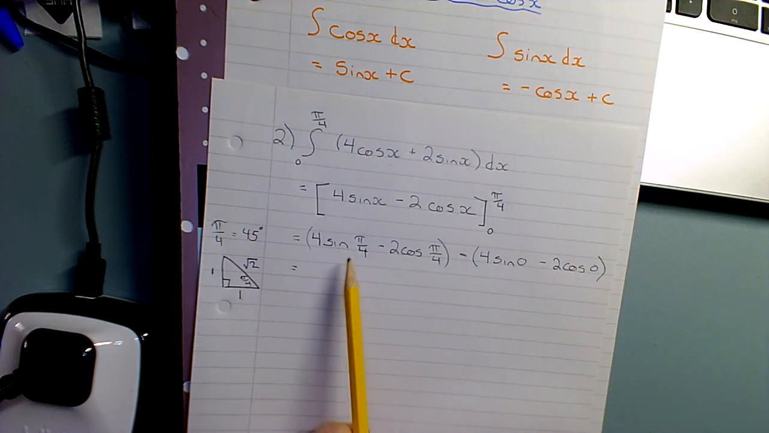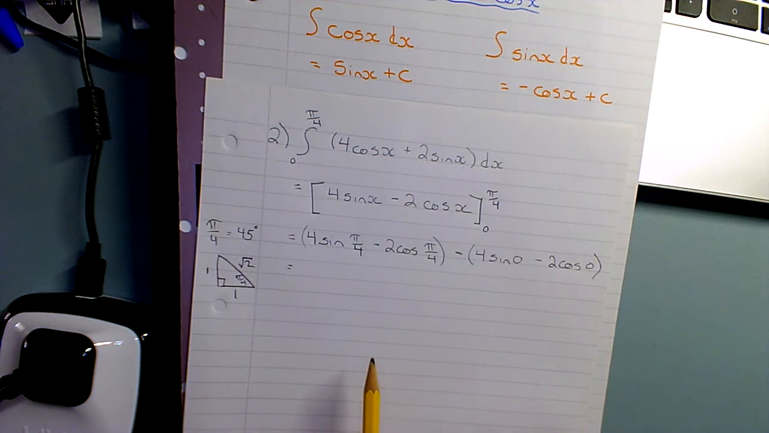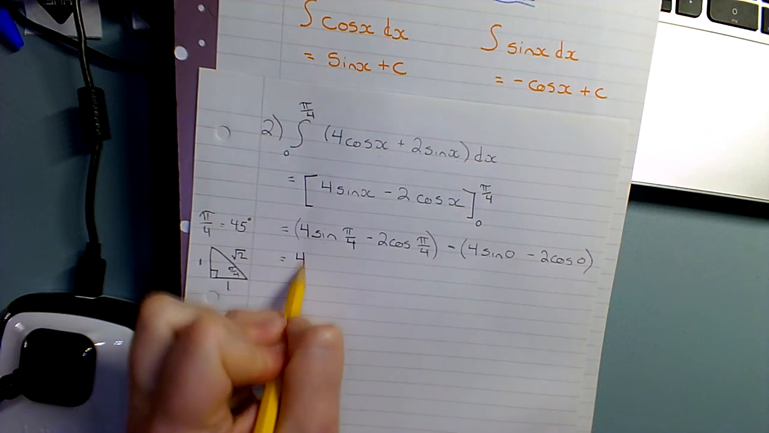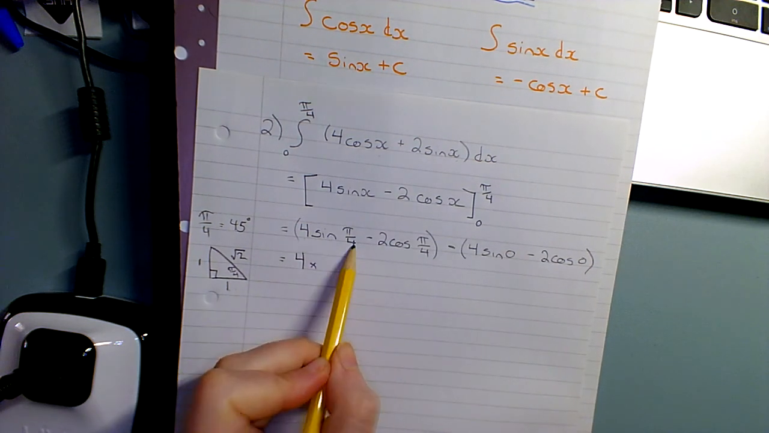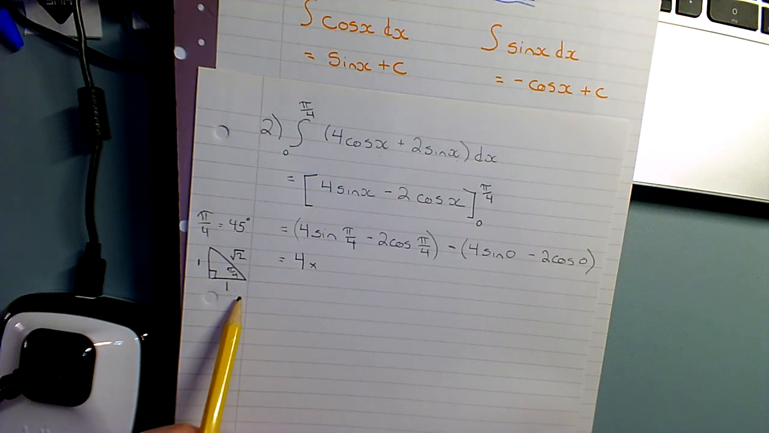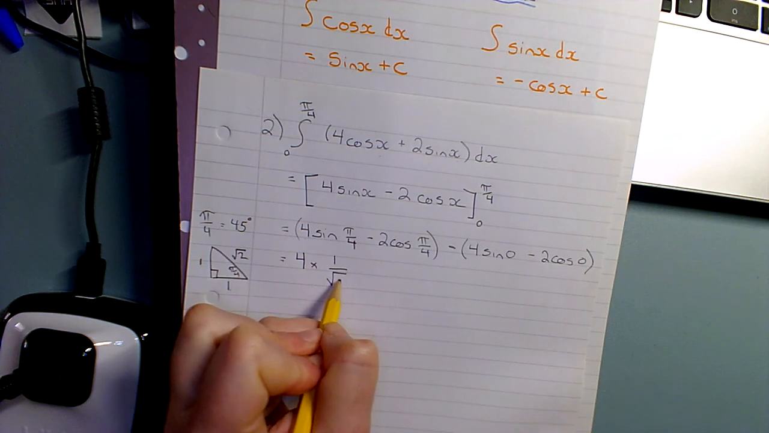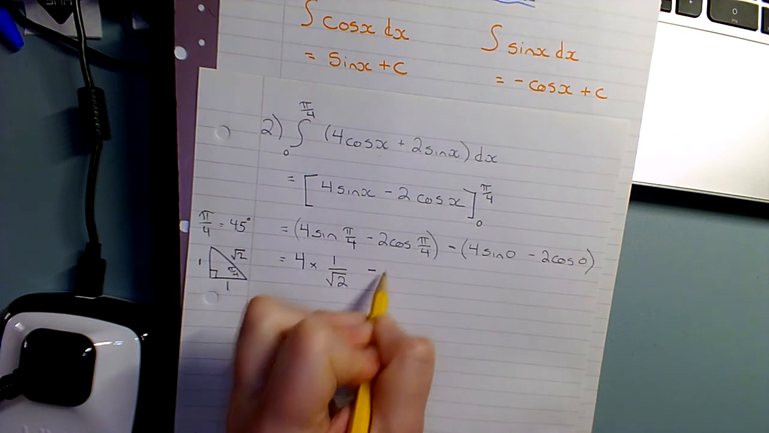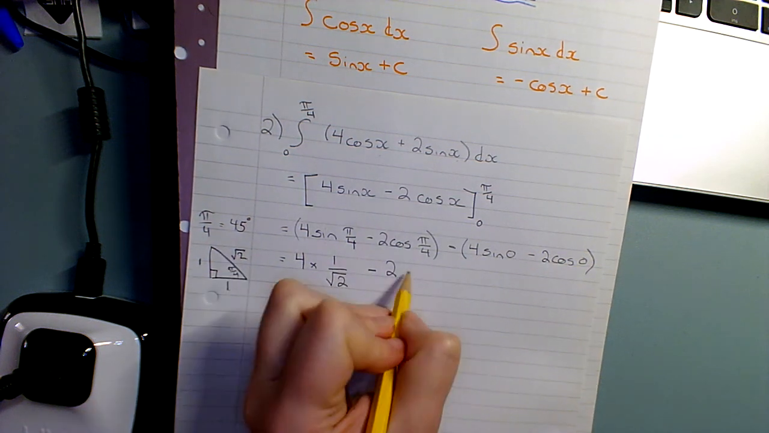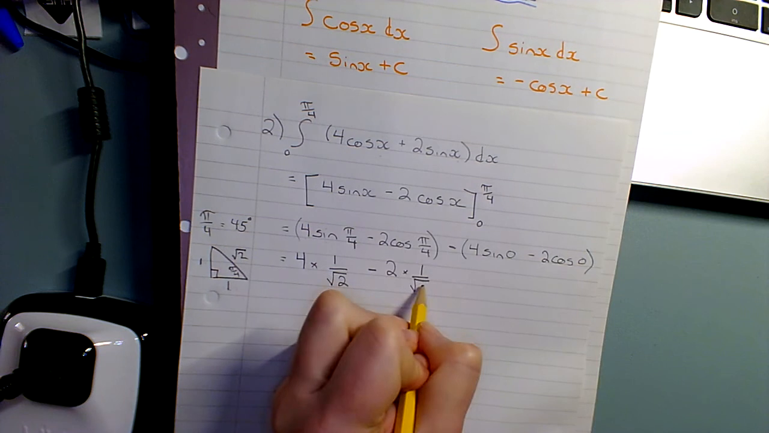So you can either memorize your exact values or use the right angle triangle, however you want to work it out. Now when we work this out, we have 4 times sine of pi over 4. Sine, we know, is opposite over hypotenuse. So if this is my angle, we have opposite over hypotenuse, so it's 1 over the root of 2, minus 2 times cosine pi over 4. Cosine is adjacent over hypotenuse, so 1 over the root of 2.